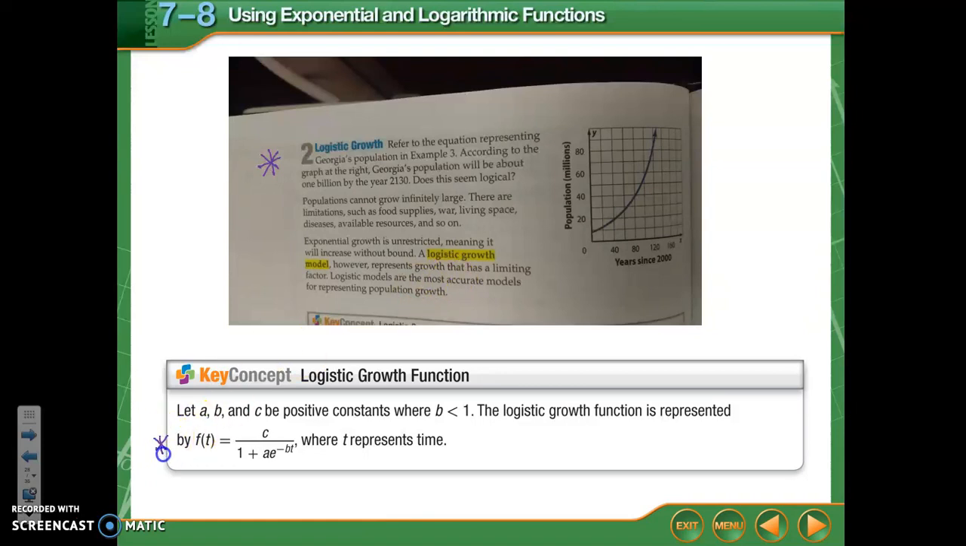So this is what the logistic growth function looks like. In class tomorrow, if we have time, we'll look at how to do some problems with this or how to interpret it a little bit. For now, I just want you to know that it exists and that it's a better model than exponential.